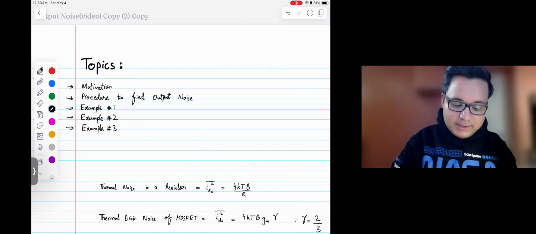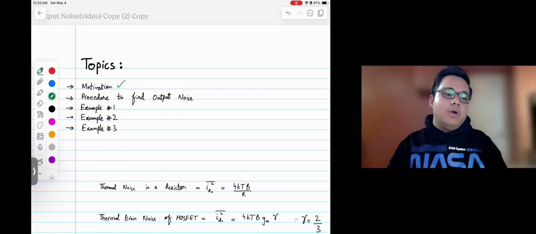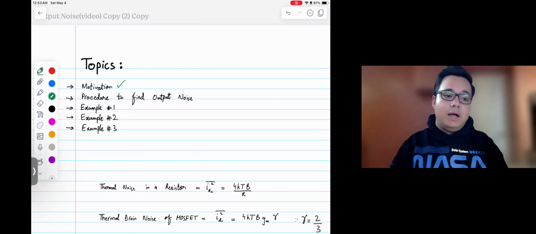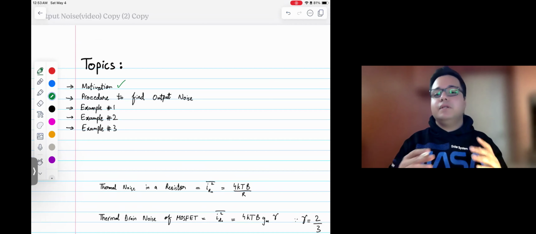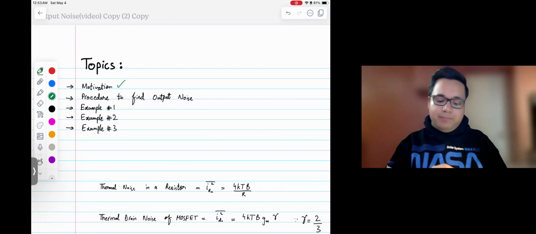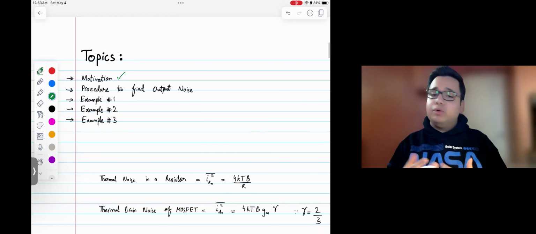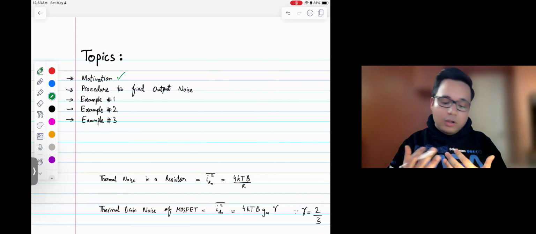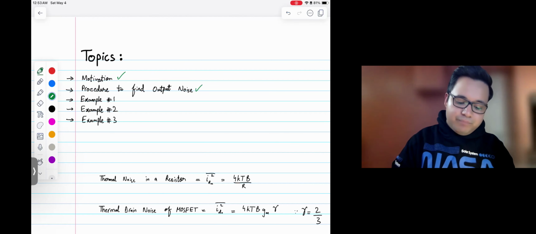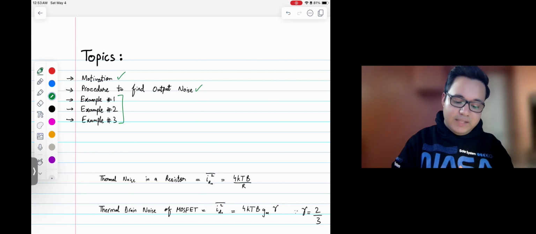First of all, we're going to discuss the motivation for finding output noise in a circuit. Now, to some of you, this might be very obvious, but if there are any beginners in analog IC design, this may not be as obvious. Like, what are we trying to achieve by finding the output noise? So we'll go over the motivation a little bit, and then we'll talk about the procedure to find the output noise, which is just a bunch of steps that we follow, and then to show you how to execute those steps to find the output noise, we will do 3 examples.